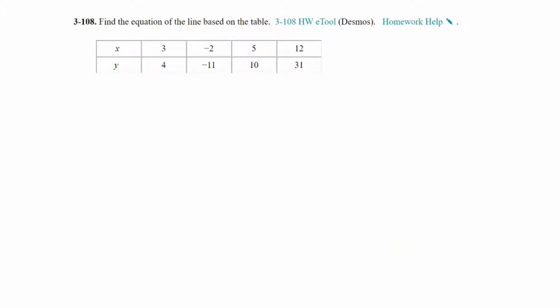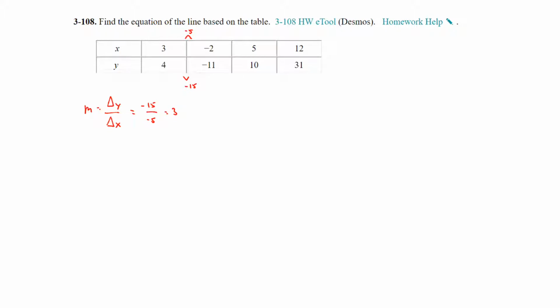Question 108. Find the equation of the line based on the table. So to find the equation of the line, we want to do the slope, which represents the change of y, delta y, over the change of x, or delta x. You can do this by using the table. So if you just want to pick the first 2 points, that's going to go down by 5. And then the y on this one is going to go down by 15. So the change of y would be negative 15 over the change of x is negative 5. And that reduces to 3.